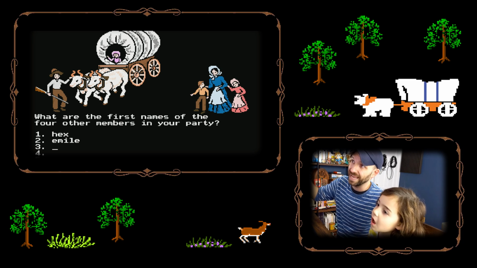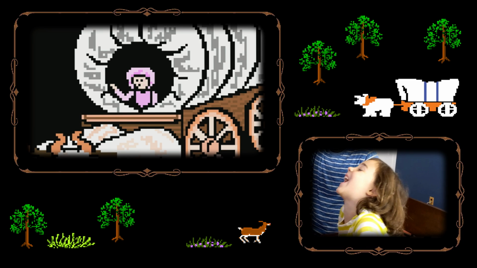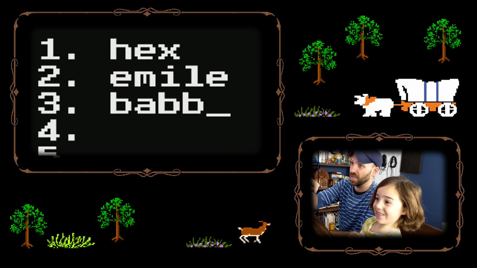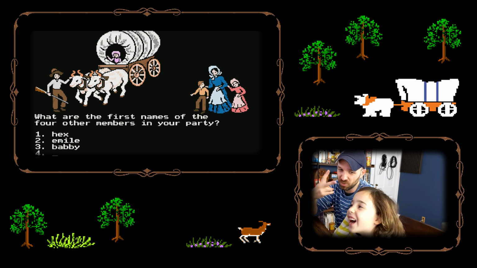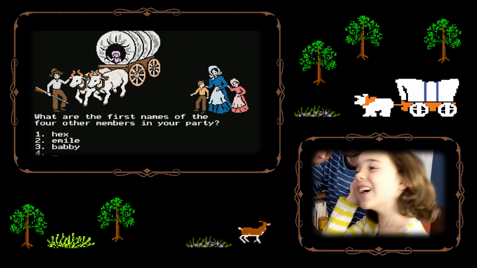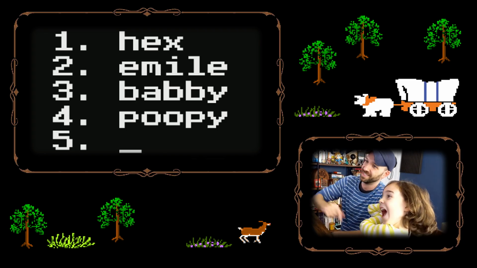Who's the next person in your wagon? That little baby? Yeah. In fact, I'm just going to name a baby. Baby. We need 2 more people. Poopy. Go ahead, Amelia. Do it. She knows how to spell her name. She just doesn't know how to type on a QWERTY.